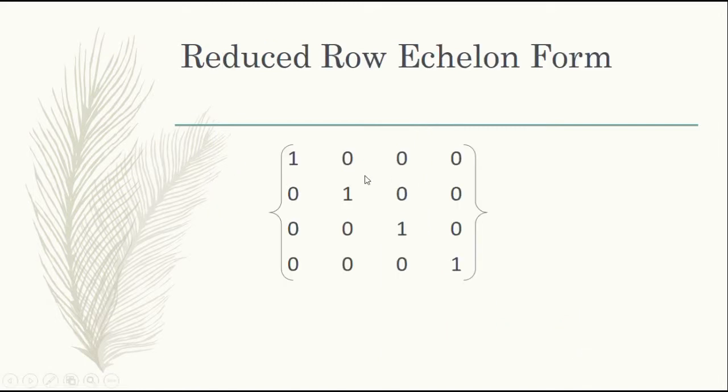For the RREF, reduced row echelon form, if you can see here, at the top and the bottom of this matrix, all the entries here are 0 and 0.